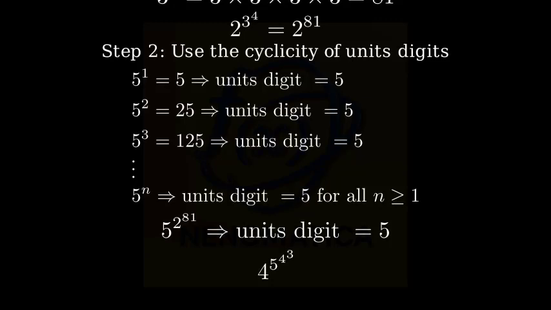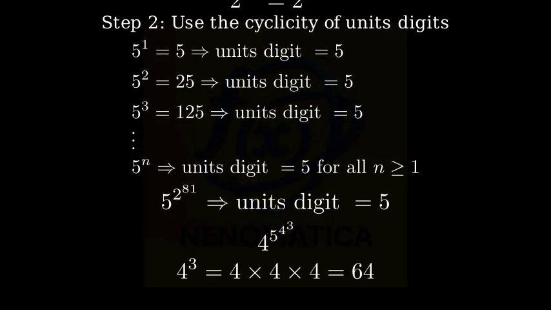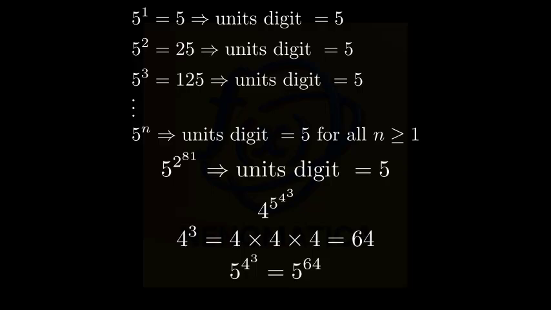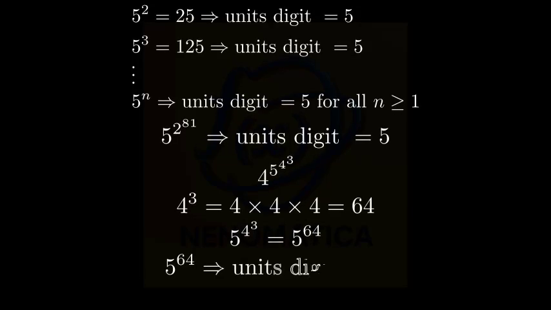Now let's examine the second term. 4 raised to the power of 5 raised to 4 to the power of 3. 4 to the power of 3 equals 64. 5 raised to 64 is our next exponent. We need to understand the cyclicity of 5 for large exponentiation. We already know that 5 raised to any power ends in 5. So, 5 to the 64th power will end with the digit 5.